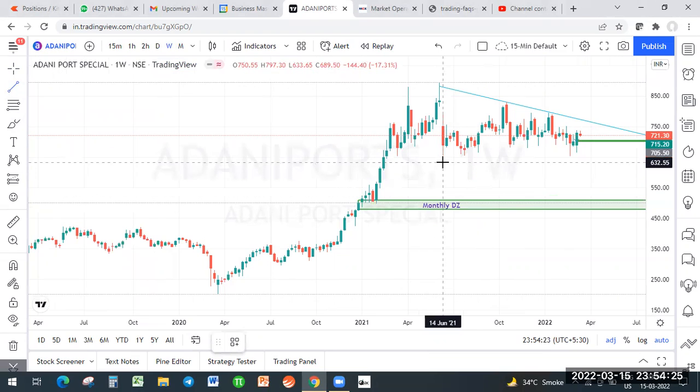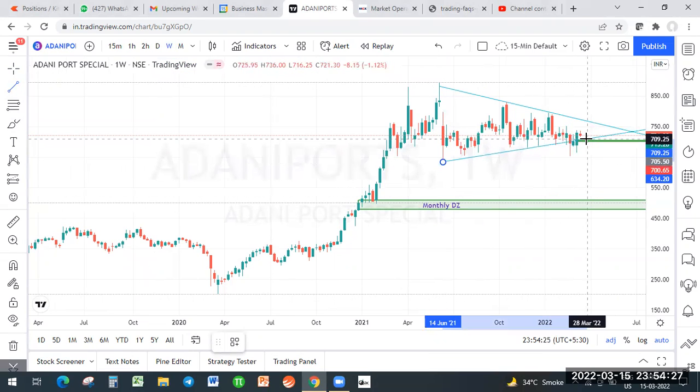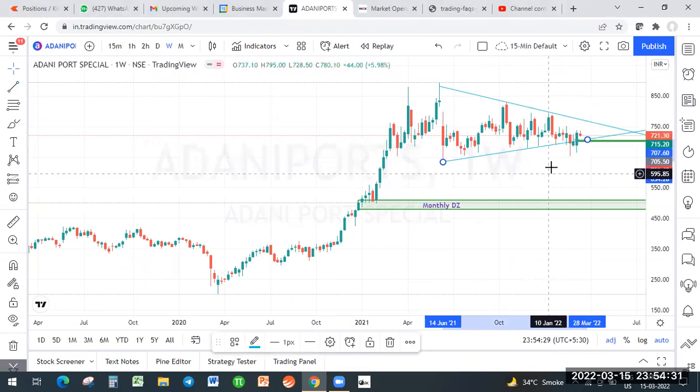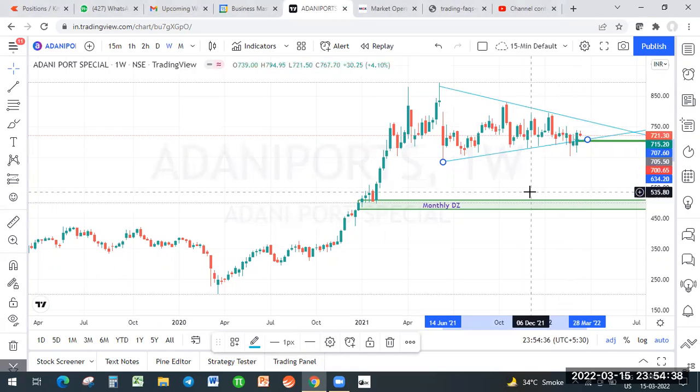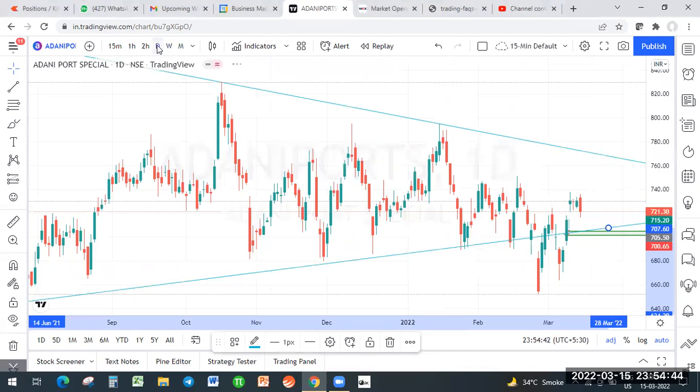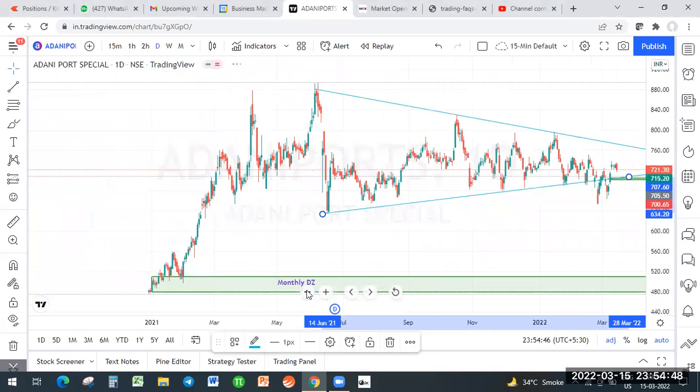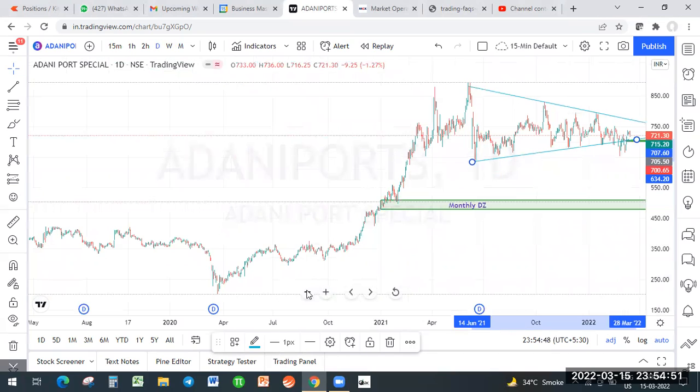So if you look at this from here, we can say this is a triangle. It tried to break that triangle downwards, but went inside the triangle again. So the triangle is still valid because the close happened inside the triangle. So the movement is clearly sideways on weekly as well. Now let us look at the daily chart. Again, a very sideways movement, triangle formation waiting for the triangle to break.